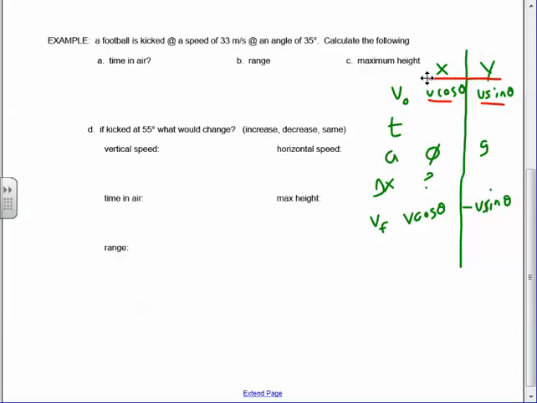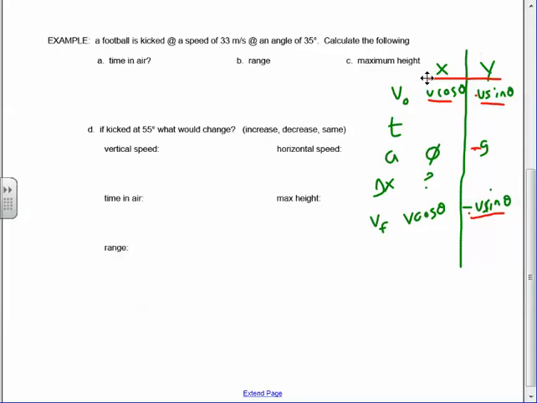So time in the air, we should know by now, is a vertical phenomenon. So I have 1, 2, 3 pieces of information I know about vertical motion. I know initially it was going upward at v sine theta. I know the acceleration is always downward at negative g. And the third piece of information that might not be as obvious is that our final velocity just before it hits the ground is the same as the initial but in the opposite direction.